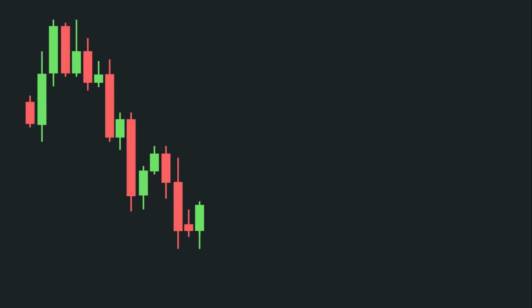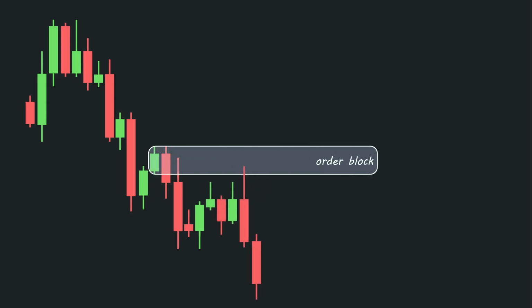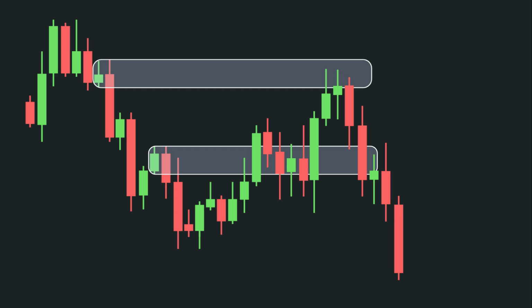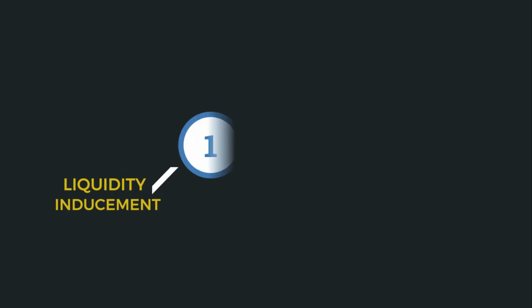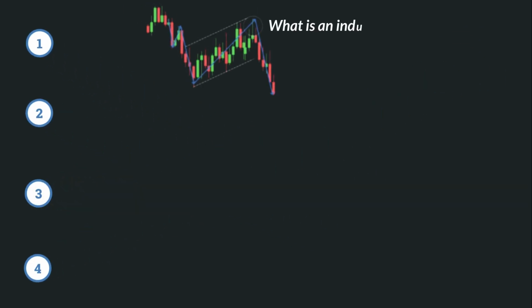Usually, the price reacts to order blocks and changes direction upon reaching them. However, order blocks sometimes fail, and the market reacts to other levels instead. Why does this happen? The reason is the presence of inducement and liquidity in the market. In this video, we will cover step by step what inducement and liquidity are, including their structural and candlestick definitions.